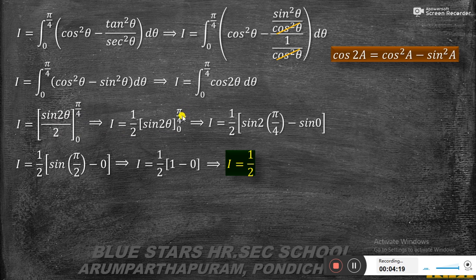Now first I substitute the upper limit. That means sin 2 of pi by 4 minus sin 0. So 1 by 2 into sin, that means the 2 cancelled, here 2 and 4, so we divided by 2. So sin of pi by 2 minus sin 0 is 0. So sin pi by 2 is 1. So 1 minus 0, 1. So therefore 1 by 2 into 1 is 1 by 2. Therefore I equal to 1 by 2. This is the answer for our given integral.